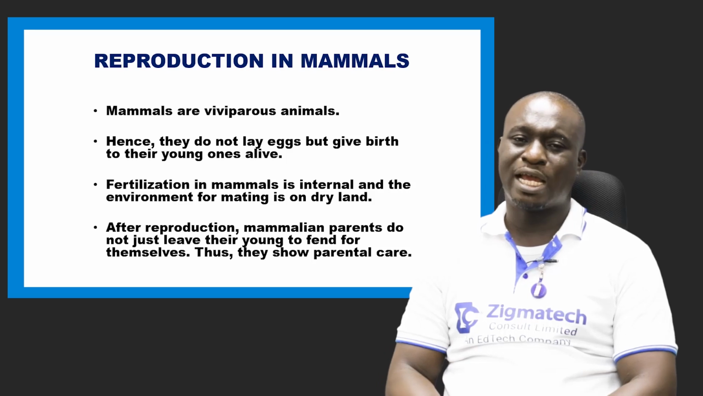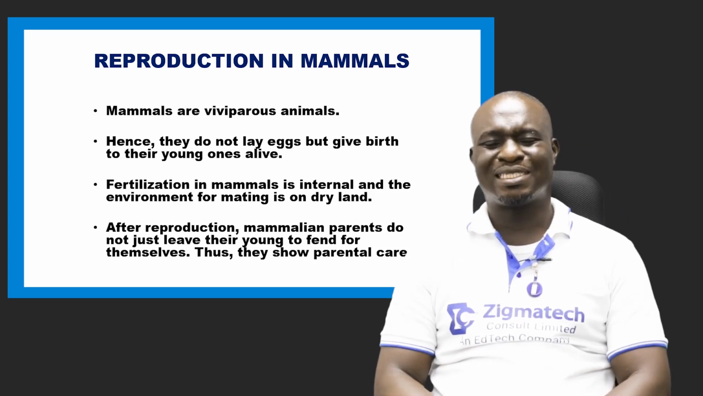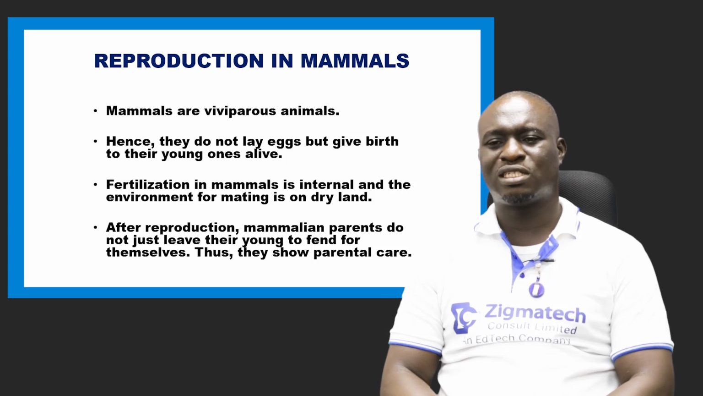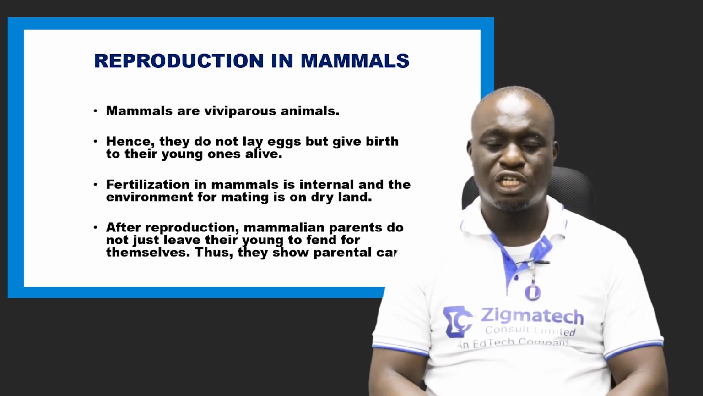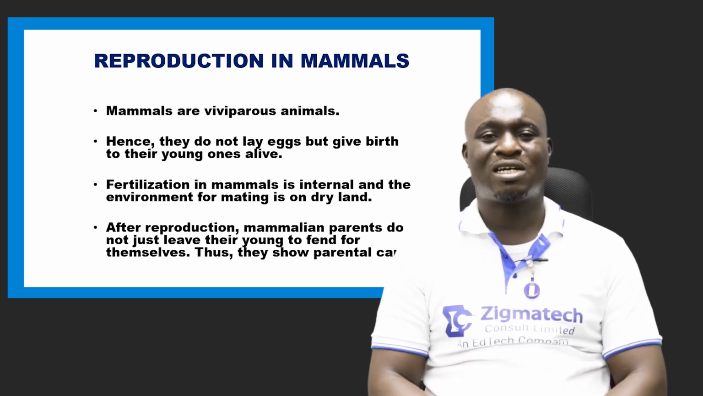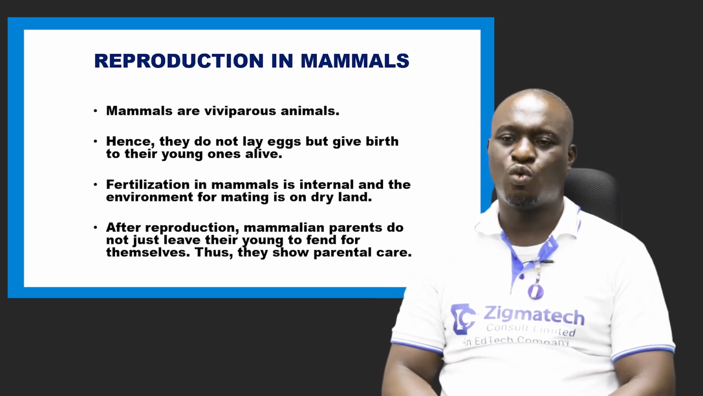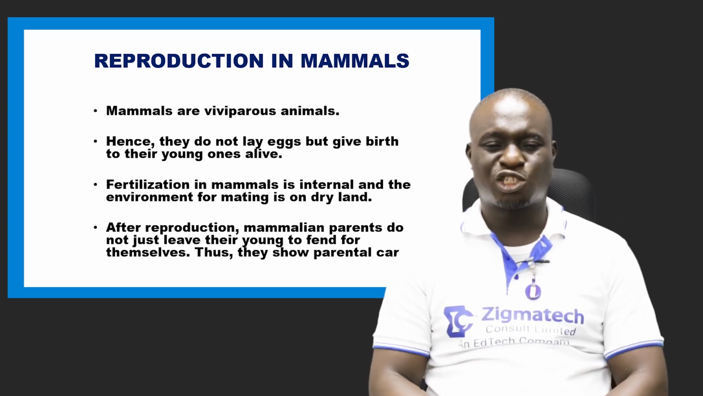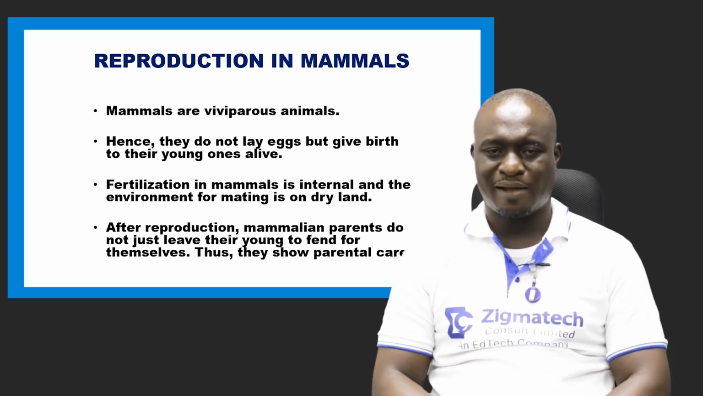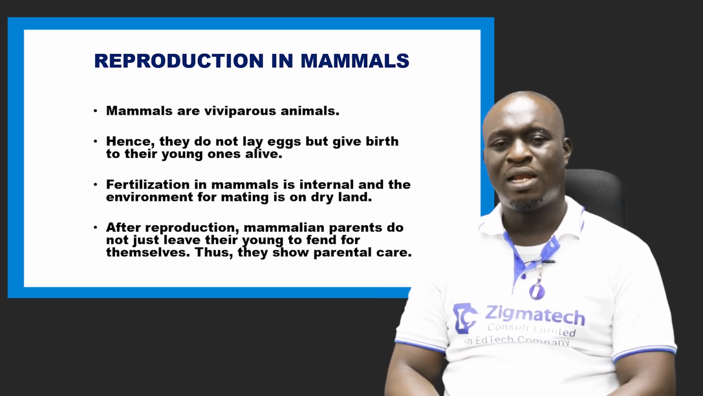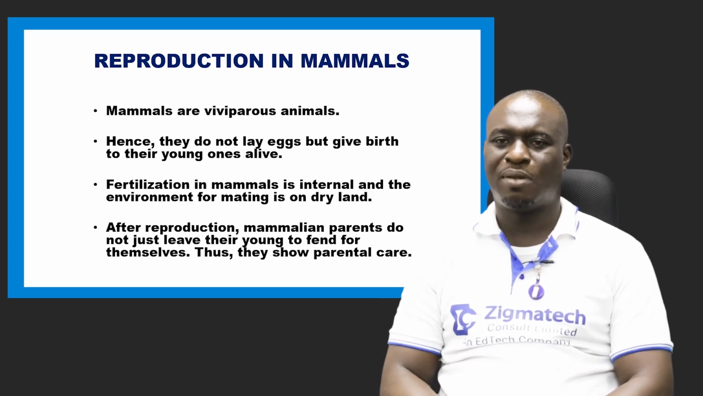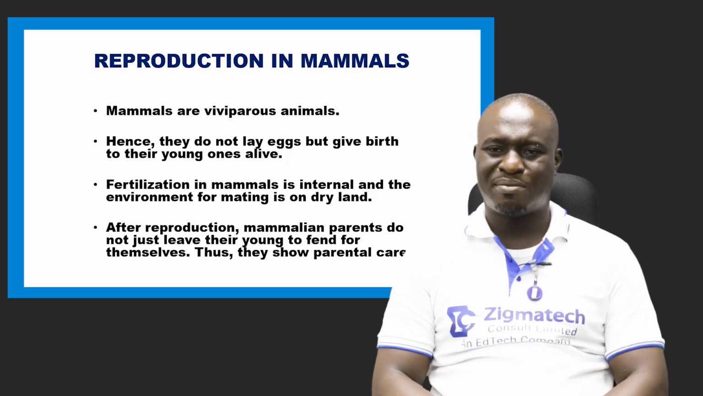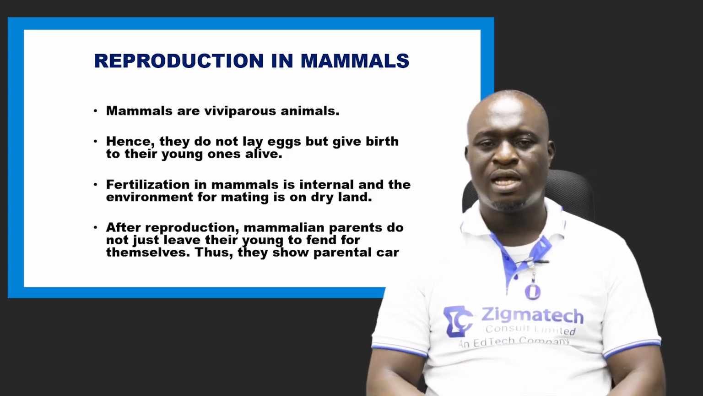Now fertilization in mammals, very important, is internal, and the environment in which mammals carry out reproduction is usually terrestrial. After reproduction, mammalian parents do not just leave their young ones to fend for themselves. They actually show parental care. Like I said before, in our subsequent videos we're going to be discussing reproduction in mammals in quite some detail.